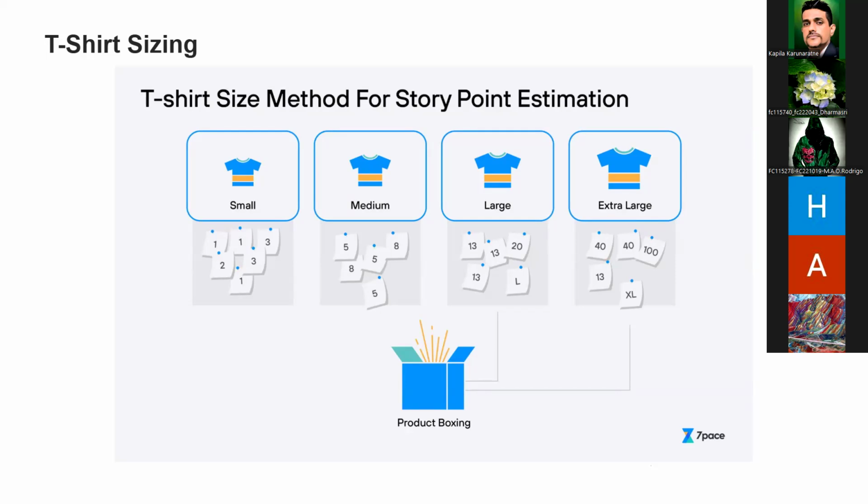So 1 to 3 days we will call small. 5 to 8 we will call medium, right? 13 to 20 we will say large, and extra large 40, double XL, then it will go beyond 100, something like that. We will have multiple t-shirt sizes, multiple buckets, and we will put our efforts into multiple buckets, and we will estimate like that.